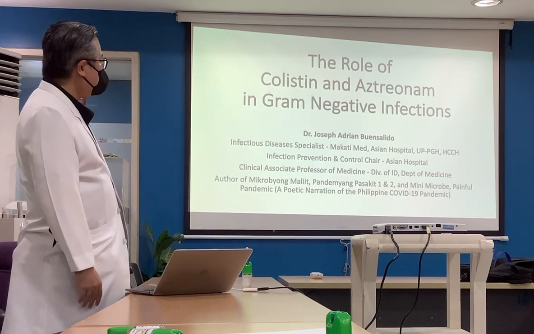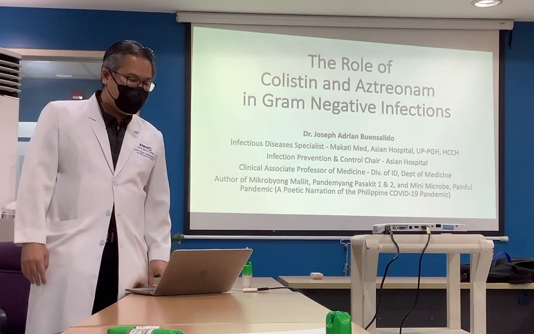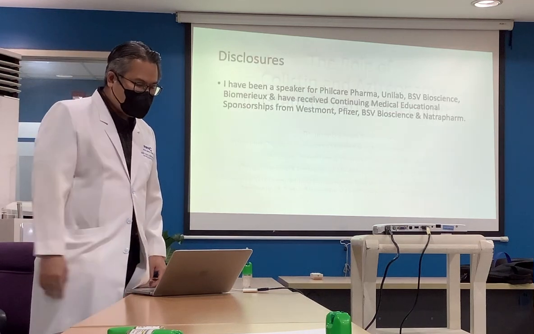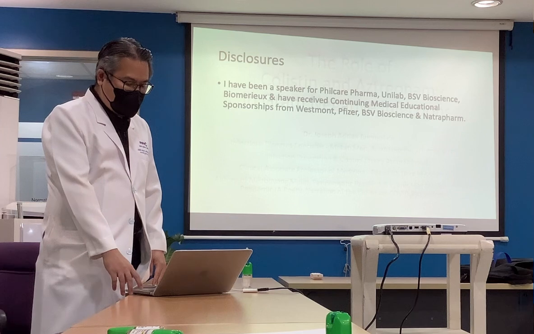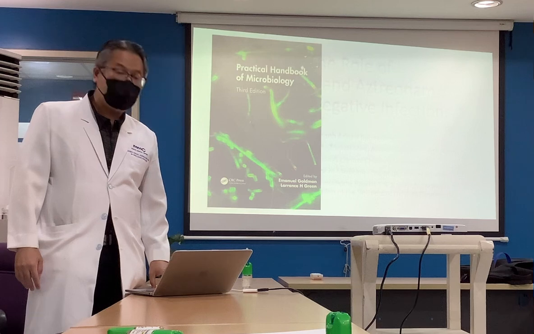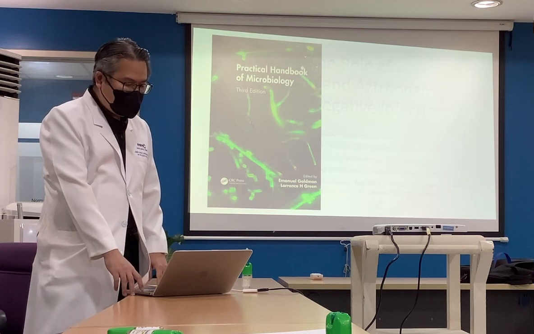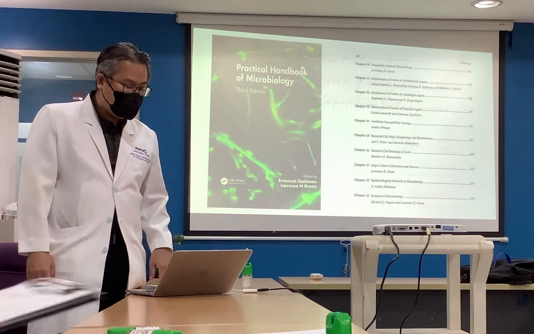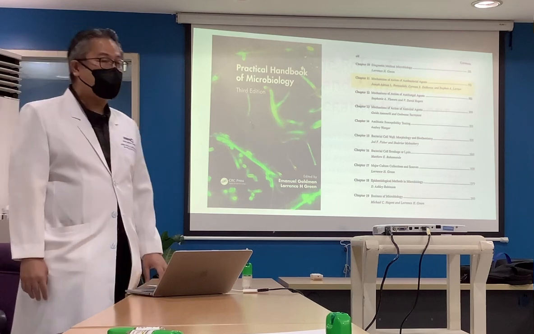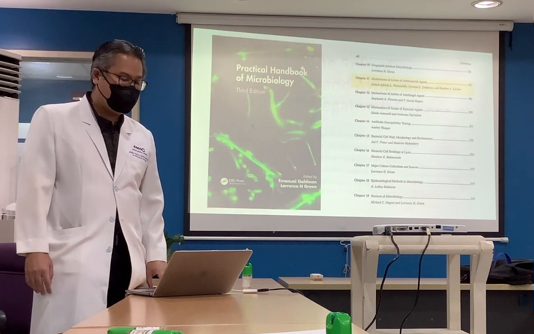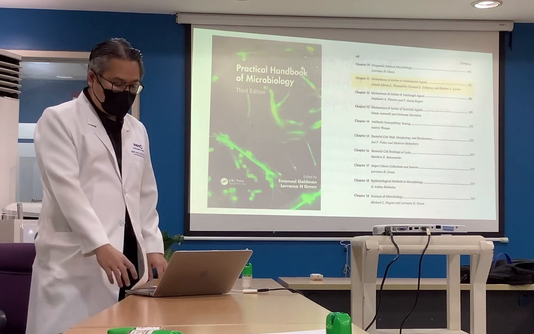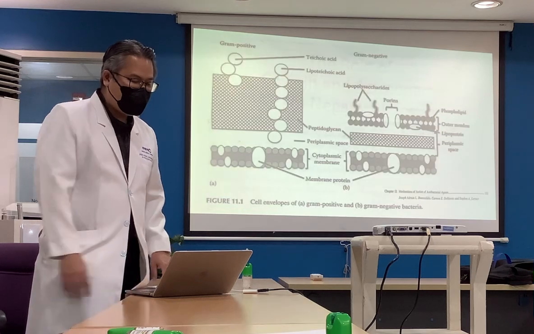For today, I will be talking about the role of colistin and Aztreonam in gram-negative infections. These are my disclosures, and I would like to start with showing this. This is a textbook in the US that I was fortunate enough to write a chapter in. As you can see here, I wrote about mechanisms of action of antibacterial agents. And of course, we will pick some information from this chapter.